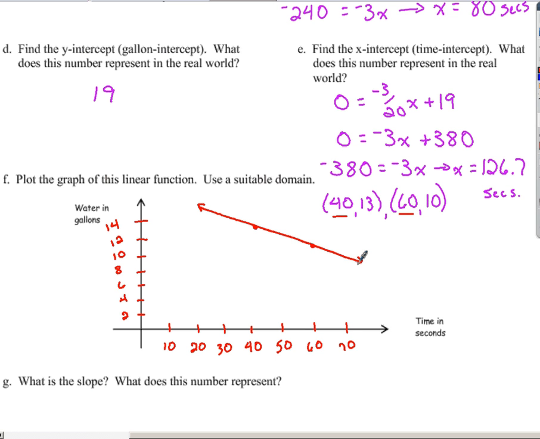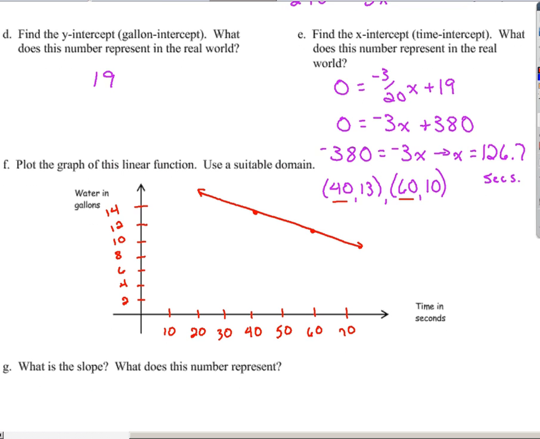So when you look at part G now, it says what is the slope and what does this number represent? Well, we know what the slope is. We found that originally as negative 3/20. We're taking a relationship where we have a difference in the y's over the difference in the x's. So the y's were gallons. The x's were time, which was seconds. This is basically the rate at which the tub is draining. That's what that number represents.